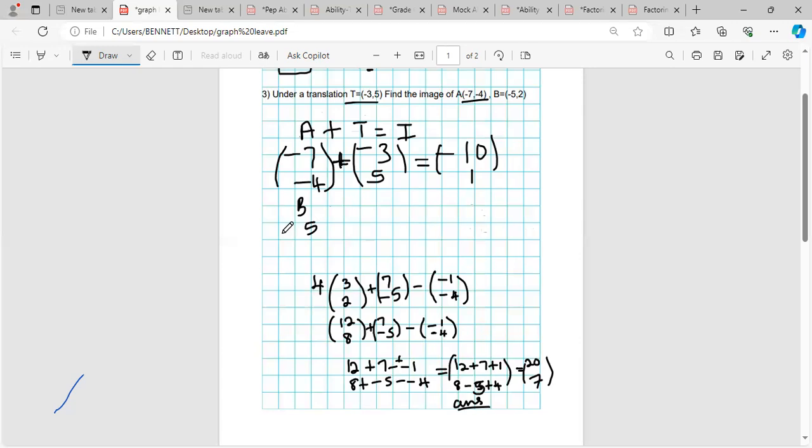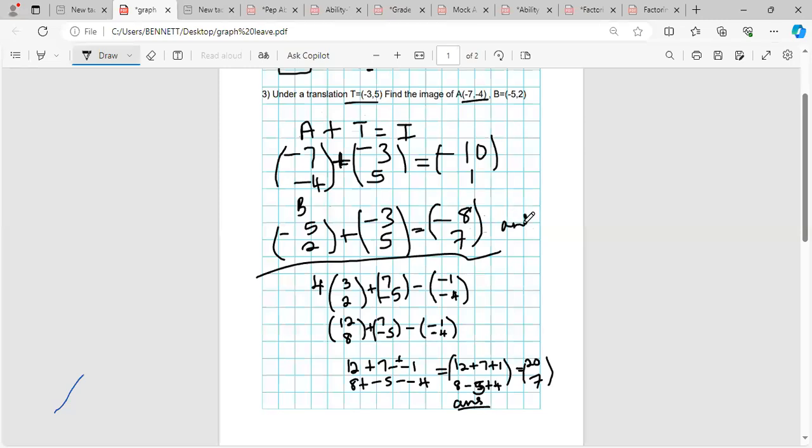-5, 2. And then we're going to add it to the translation, which is -3 and 5. Negative and negative, we're adding, so both of them are negative. So that's -8. And then +2 plus 5, that will give us +7. And that would be our answer. Usually we get 2, we hardly get 3 marks for translation. Either 1 or 2, depending on the mode CXC.